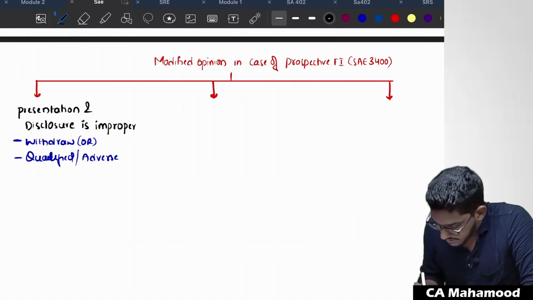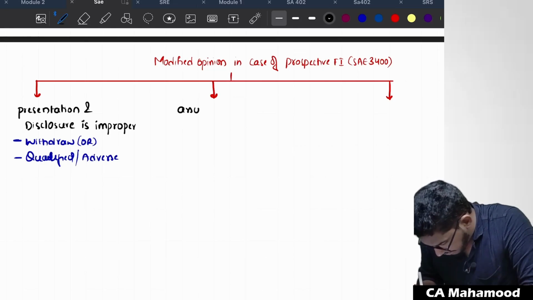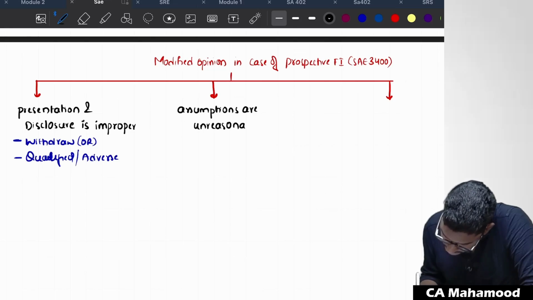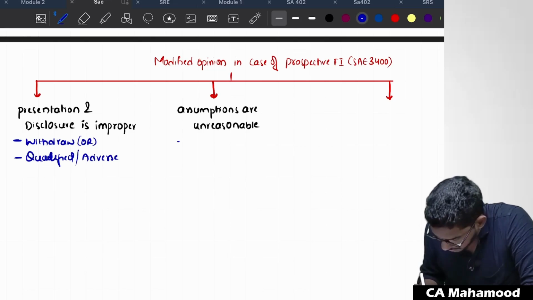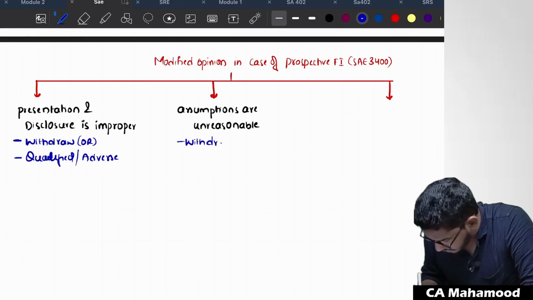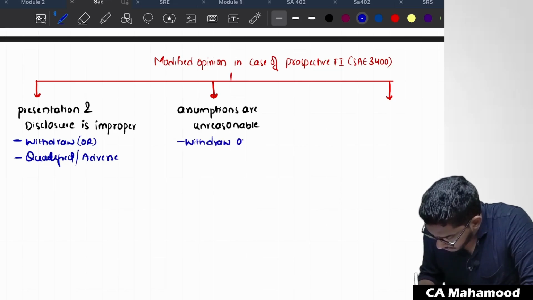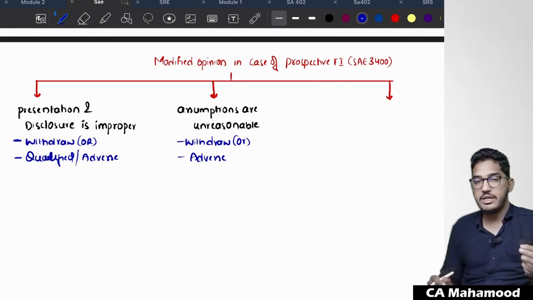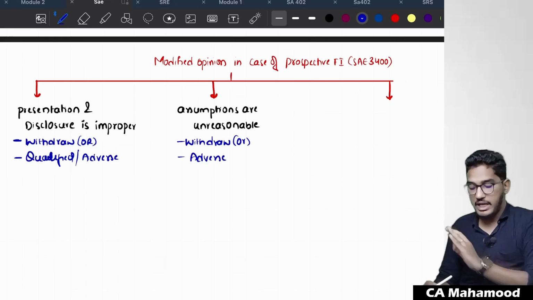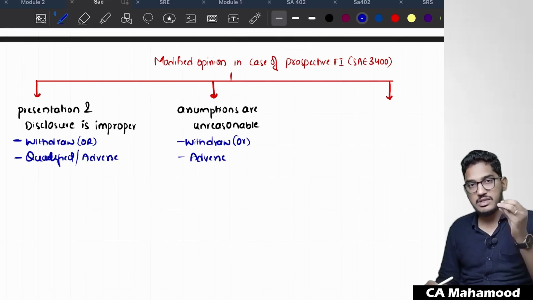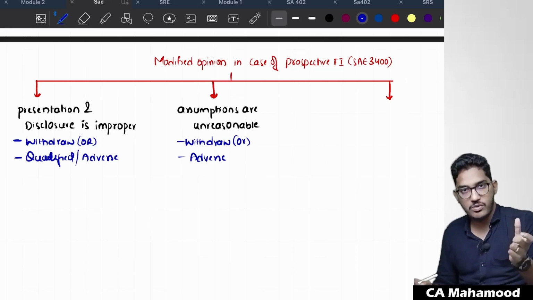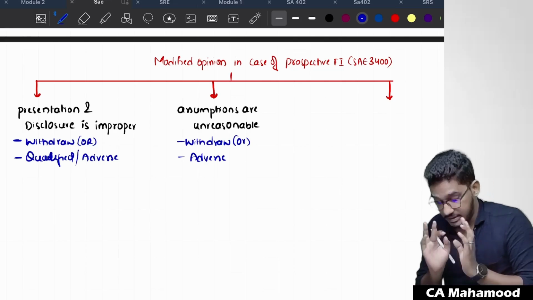Whereas if there is a problem with assumptions, if assumptions are unreasonable, here also, first, if possible, withdraw. Don't do the engagement, withdraw. Or if you are not permitted to withdraw, then directly give adverse. Here there is no choice of qualified opinion. Here you should not decide whether the effect is material or material and also pervasive. You should not look at the effect here. Directly adverse. Why? Because the assumptions are wrong. So that's why here the standard did not give you a free hand. There is no option to choose a qualified opinion. Directly give adverse if there is a problem with assumptions.